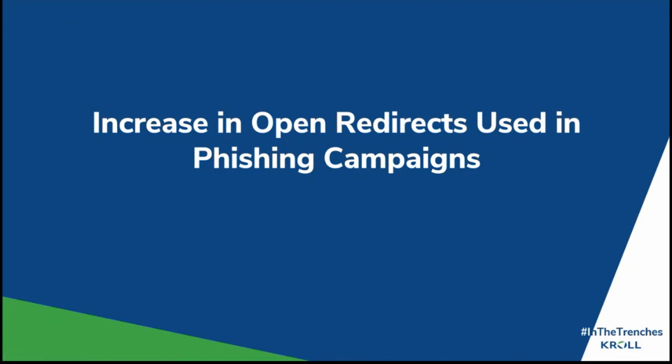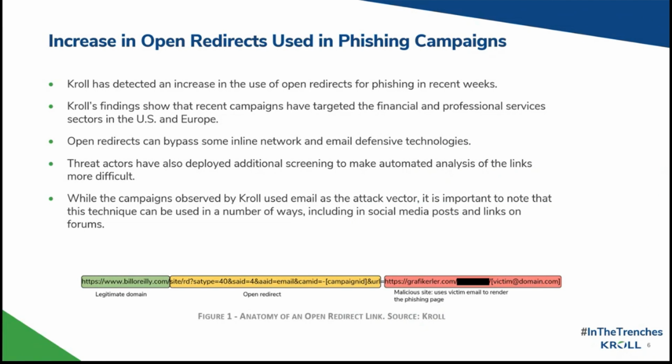Thanks, Keith. So first of all, I wanted to highlight our recent increase in detections in the use of open redirects for phishing in recent weeks. Open redirects are vulnerabilities commonly found on websites that allow attackers to redirect users to external URLs. This occurs when a website accepts user-supplied input as part of the URL parameter in a redirect link, without any proper validation or sanitization.